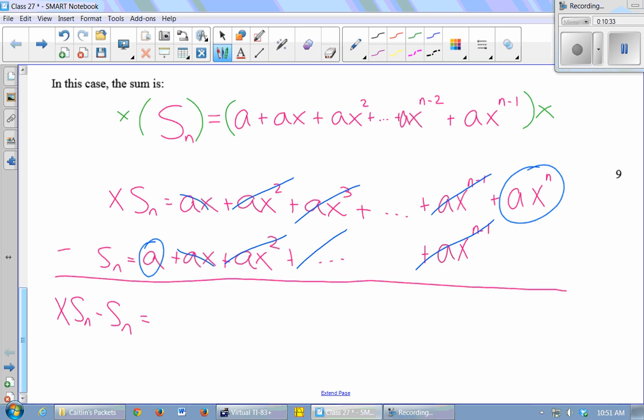I think I meant to subtract it in the other order. Sorry. I meant to have these flipped. So this should be s sub n minus x s sub n. And then I should have an a on top, and minus ax to the n. Sorry. I guess it wouldn't have mattered. It would have come out the same.